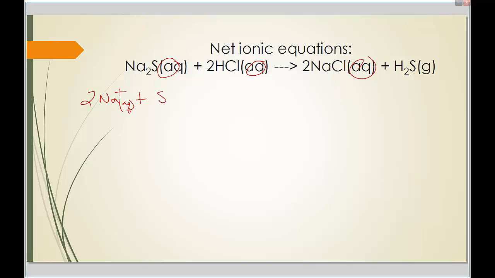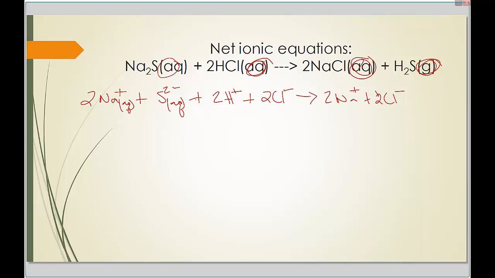Once again, AQ, so that means we're going to break it up. We have 2 hydrogens and 2 chlorines. Arrow, we have aqueous again, so now we have 2 sodiums and 2 chlorines. And then you notice the gas here. Because it actually forms something, we don't break that up. We keep that together.